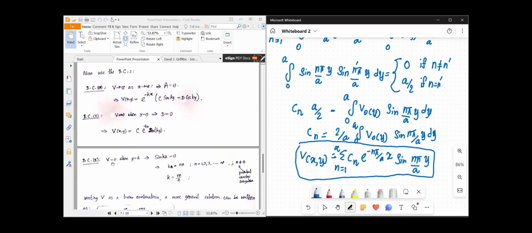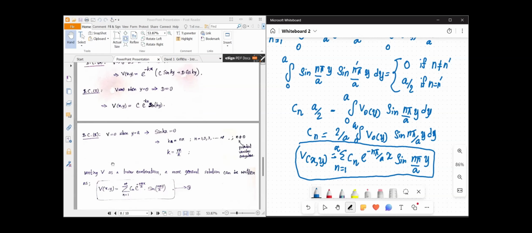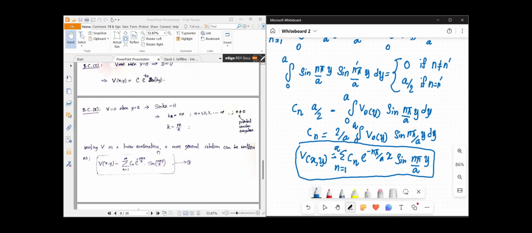Then we applied the second boundary condition. For the second grounded metal plate, the potential is 0, so potential is 0 at y is equal to a. With that, we obtained a value for k. So k is equal to nπ over a. And then we wrote the potential up to here.